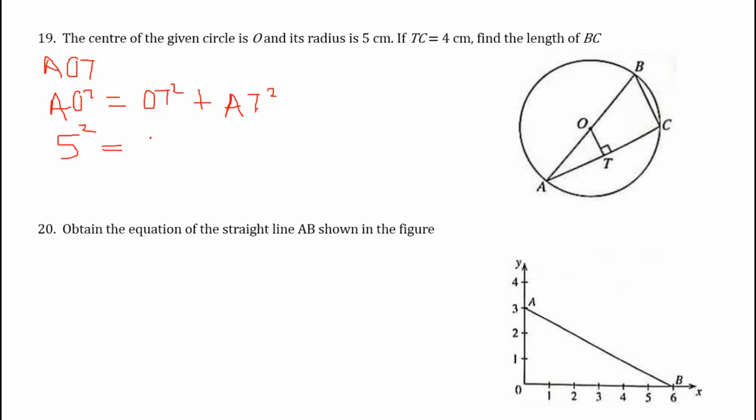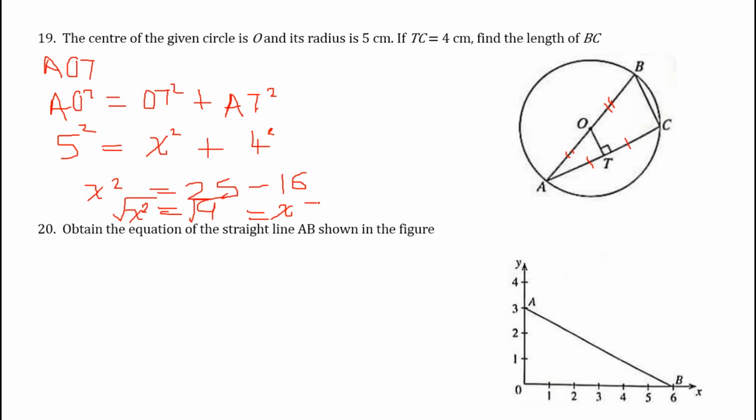OT square we do not know, so let's put it as x. So x squared will be equal to 5 squared, which is 25. I have taken the 4 to the other side. So 4 squared is 16, minus 16. That will be equal to 9. This is x squared. Now we should find only x. So therefore x will be equal to the square root of 9. You square root this and you square root this. So you get x. So x will be equal to 3 cm. X means OT. Here I have shown. So this is 3 cm.